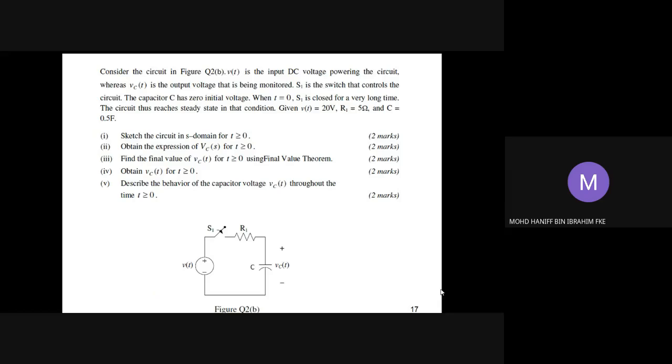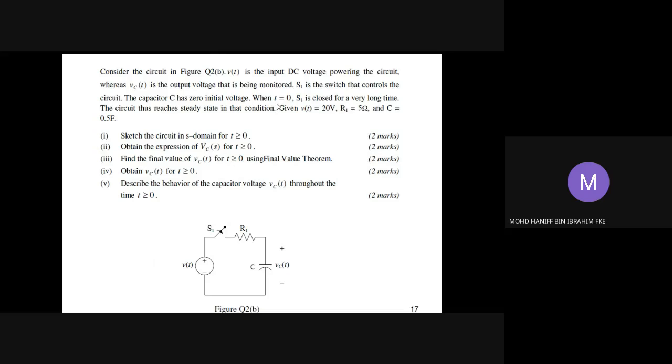We are given a circuit in figure question 2b, as given in the slide. It's given that VC(t) is the output voltage that is being monitored. This is the output voltage, which is measured across the capacitor. S1 is the switch that controls the circuit. We have a circuit here, so we have the switch here. And it is given here that the capacitor C has 0 initial voltage.